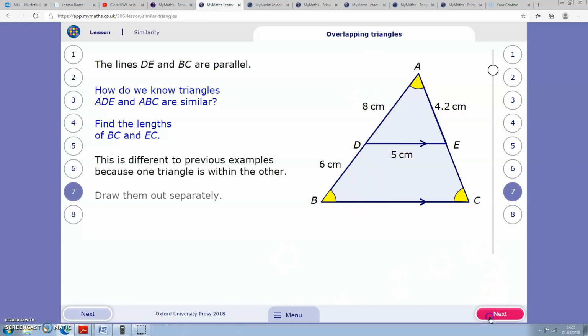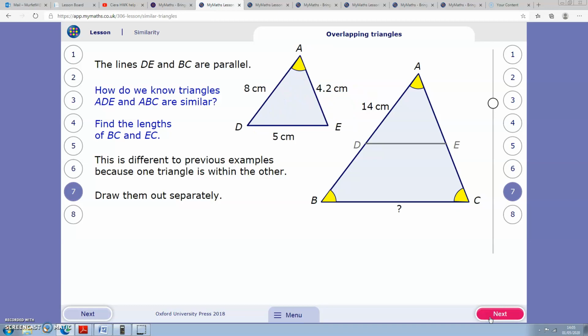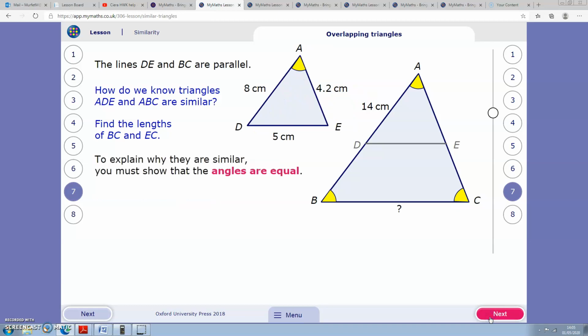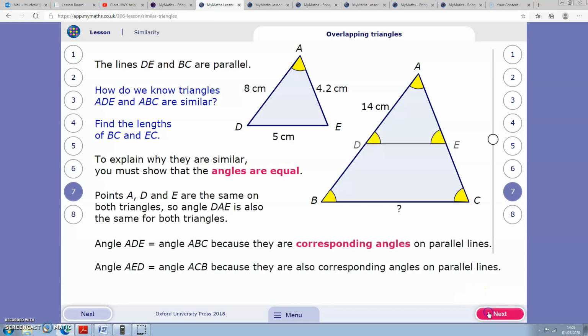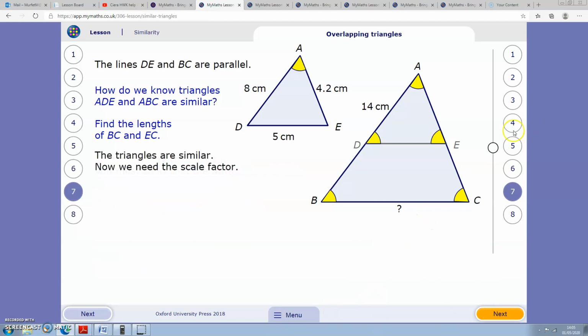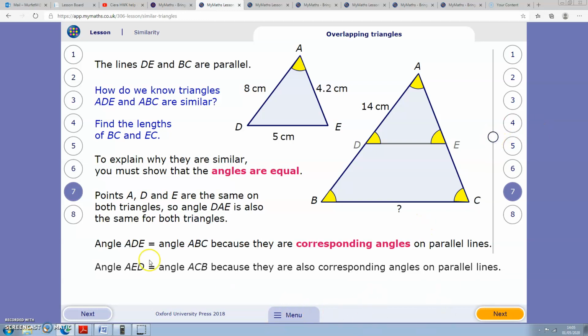So working it through, draw them out separately. Explain why they are similar. You must show the angles are equal. And again, we can see corresponding angles is what they've done. You can have a read through that if you want to. B and D are corresponding. E and C are corresponding. So they must be similar triangles.